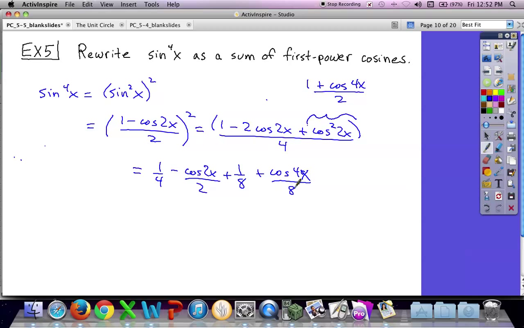And you should combine what you can combine. This 1/4 plus 1/8, 2/8 plus 1/8, 3/8. So I'll put that in front. 3/8 minus cosine of 2x over 2 plus cosine of 4x over 8. So now we have written it as the sum of first power cosines. There's no more squareds in there.